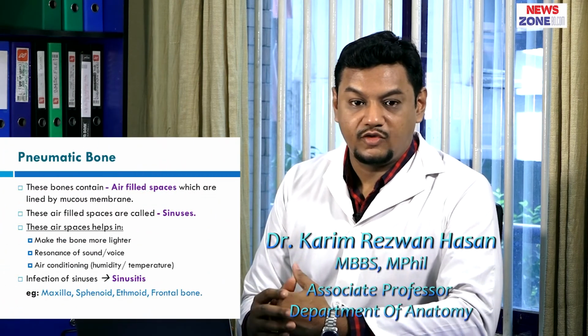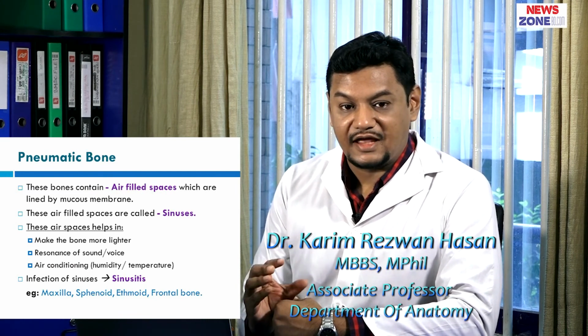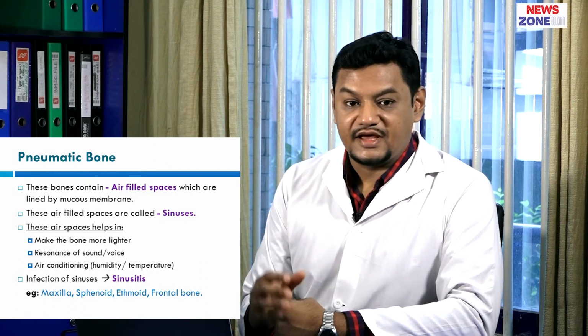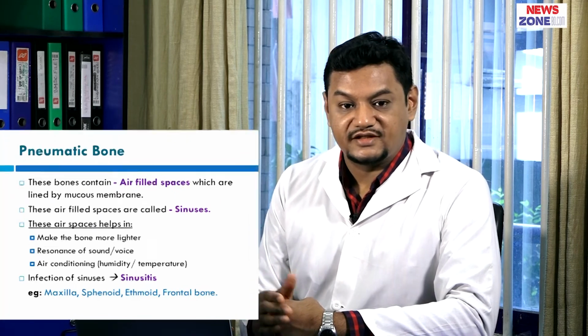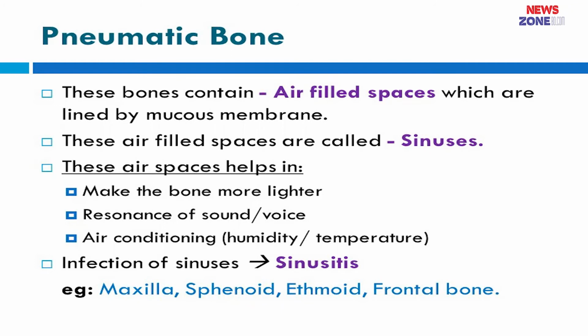Now, pneumatic bone. Interestingly, pneumatic bones are called pneumatic just because these bones have air cavities inside them. Interestingly, these air cavities are lined by the mucosa, which is just like the respiratory epithelium. That means pseudostratified ciliated columnar epithelium.